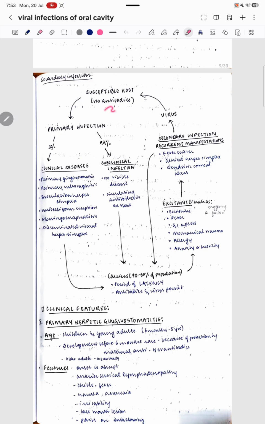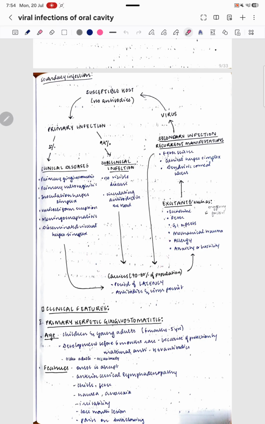So primarily when the cell lyses, you see the primary infection, where basically when the virus spreads, you see this primary infection, and once the virus goes into the latency stage and again gets excited, that is your secondary infection.